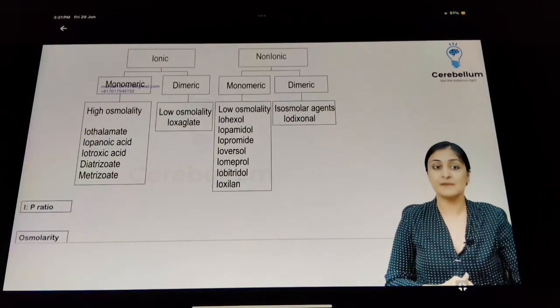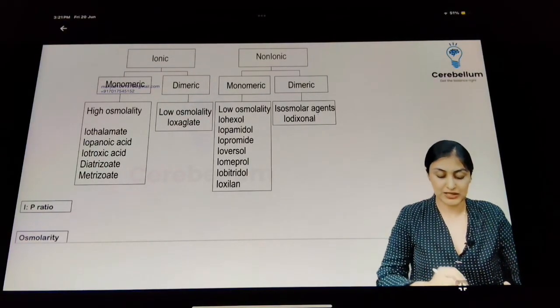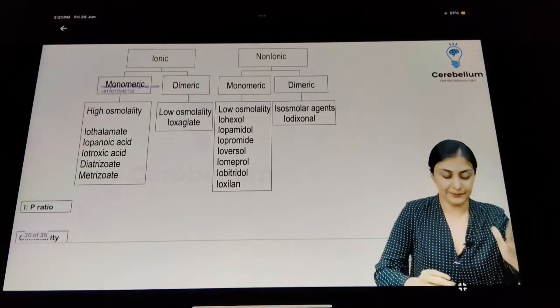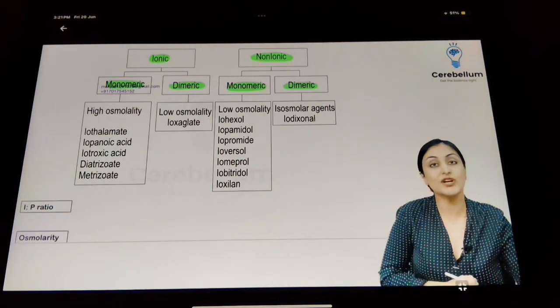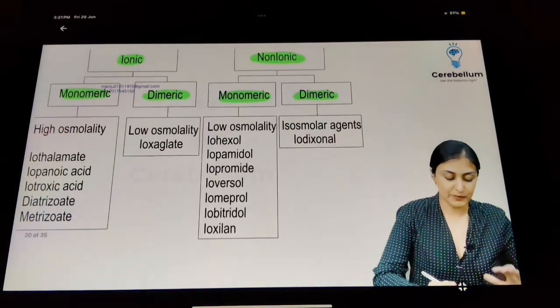Now that I'm talking about these names of iodinated contrast agents, let's just figure this out. So there are 4 categories of iodinated contrast media. First, we divide them as ionic or non-ionic. Then we see whether it's a monomer or dimer. Now, these iodinated contrast agents, remember, occur as a unit.